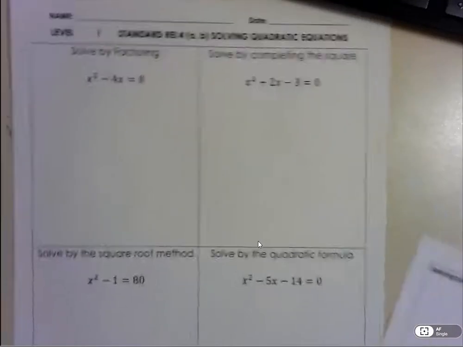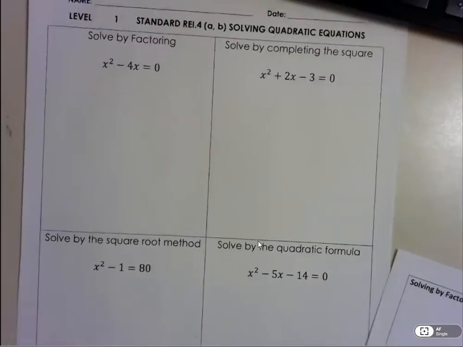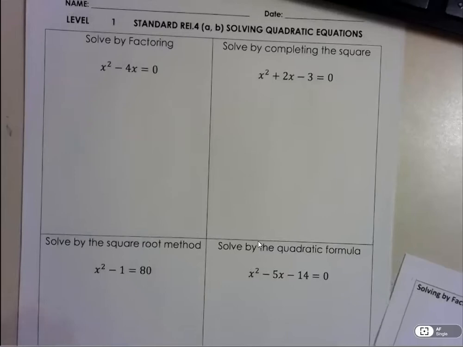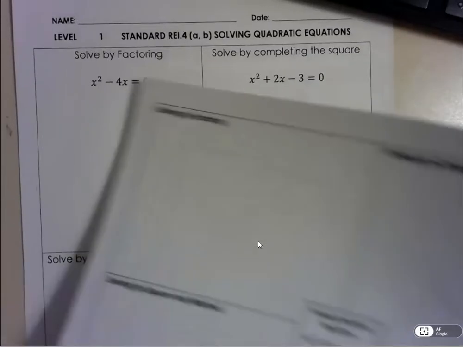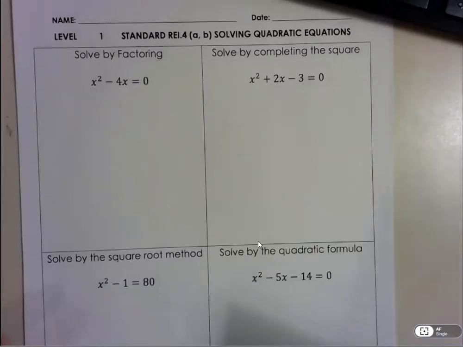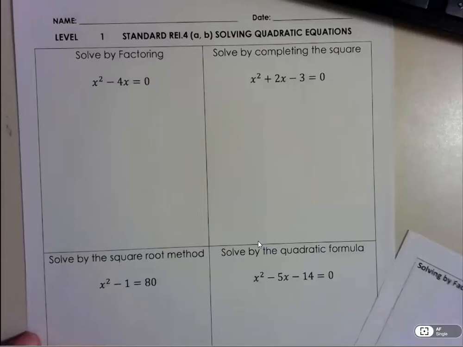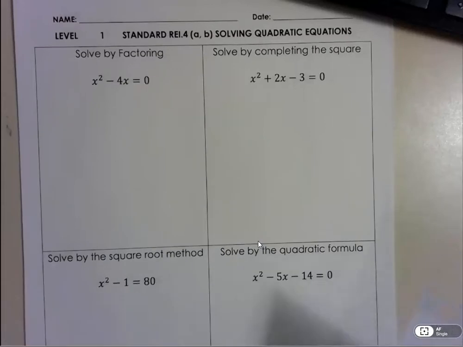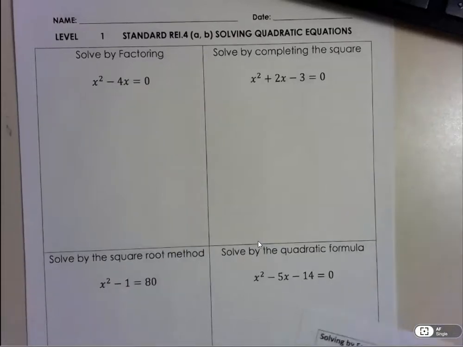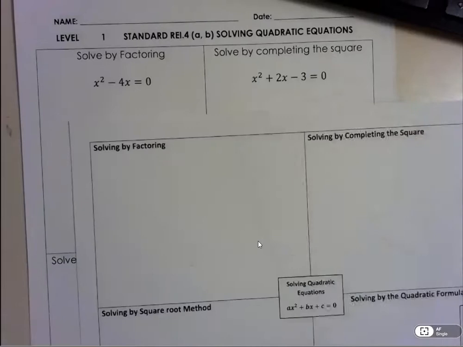So I gave you sets of questions, and obviously yours were a little bit smaller. I printed them on a small sheet of paper. And these are level 1 questions because these are the easier types of questions that you might get. And I asked that you solve each of them using a different method. So let's go ahead and get started.